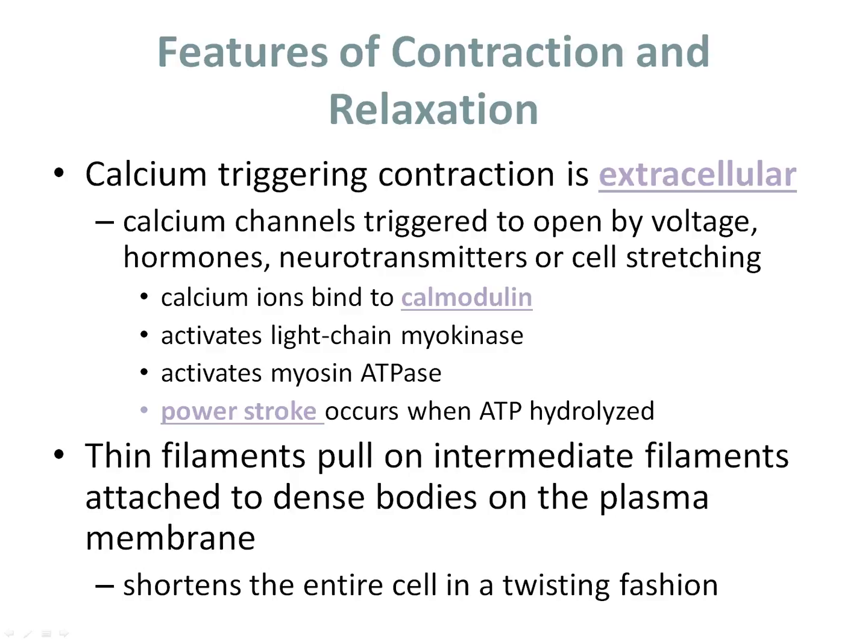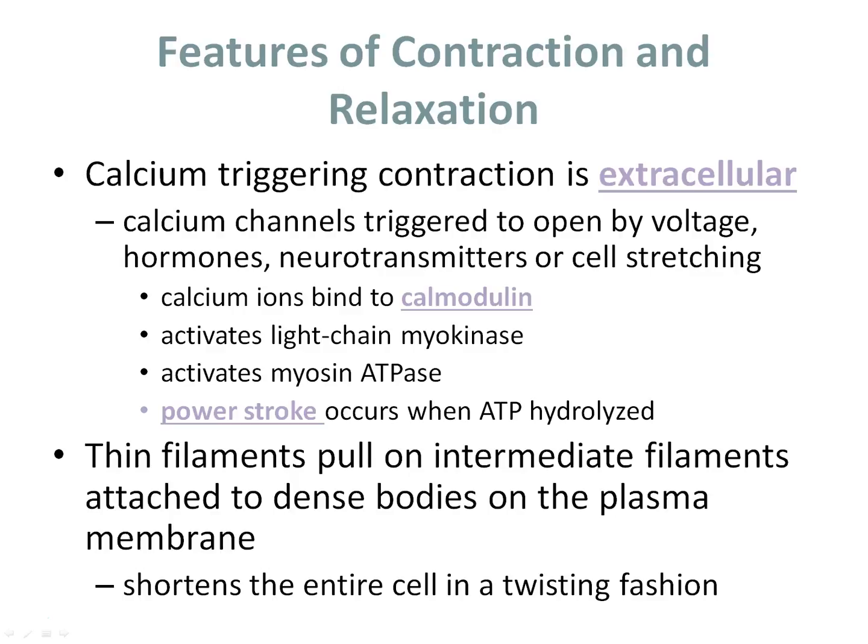When calcium is not present, calmodulin prevents contraction. When calcium activates calmodulin, calmodulin in turn activates an enzyme called light chain myokinase. This light chain myokinase activates the motor on myosin. We call that myosin ATPase. So it basically starts up that motor.